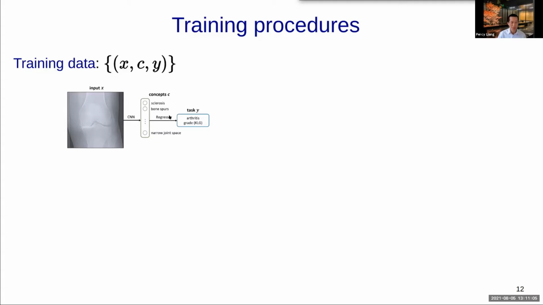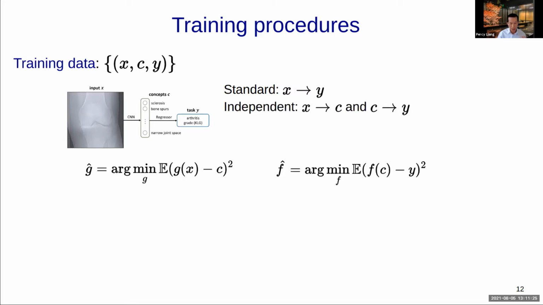So let's start with the baseline. The baseline is you ignore the concepts and you train a standard model end to end. So you find the classifier that minimizes, in the case of regression, the squared loss. Now the simplest way to perhaps incorporate the concept C is what I call independent training. So you take X, C pairs and you train a model. And then you take C, Y pairs, you train a model, and the training is independent.